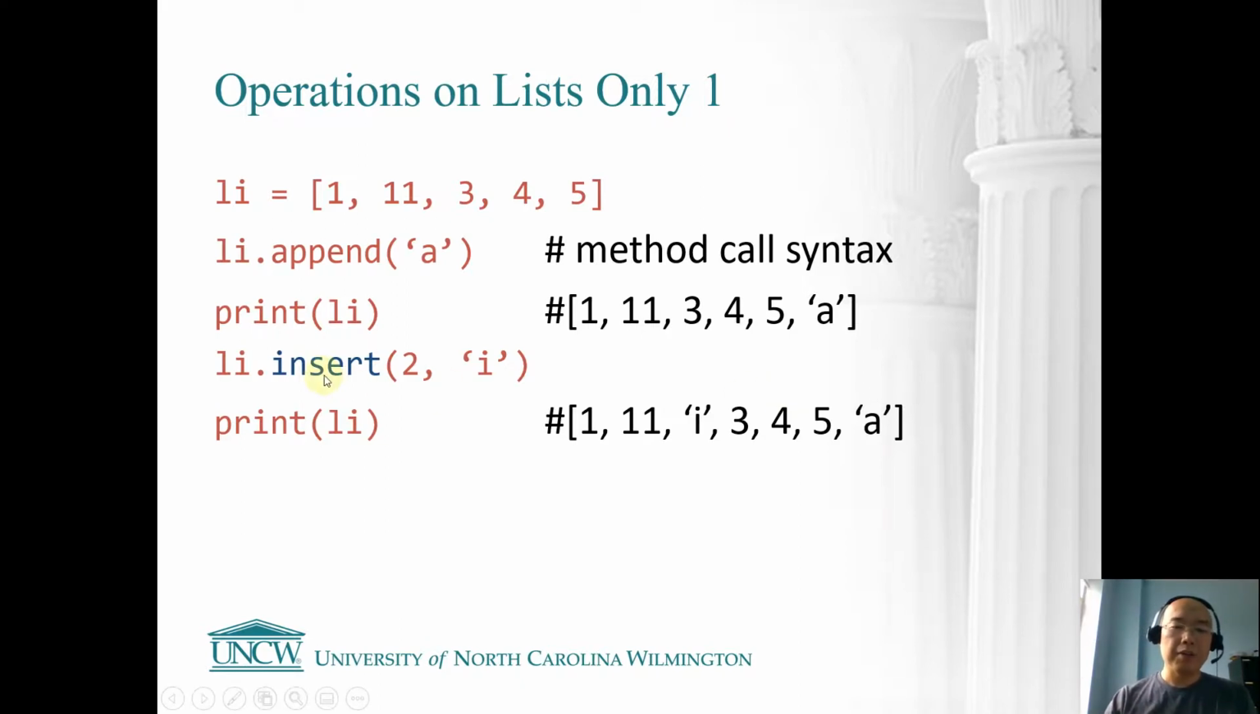A similar thing, which we haven't talked about, is a method called insert. We are inserting a certain value at a certain index. So in this call, we are trying to do an insertion at index 2, and the value to be inserted will be I. This can be done on lists, no problem. However, this cannot be done on tuples.